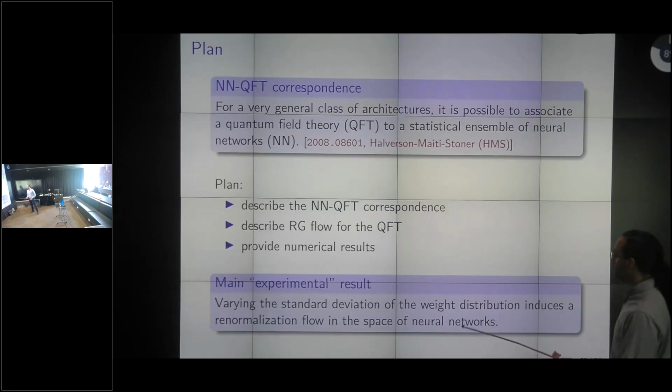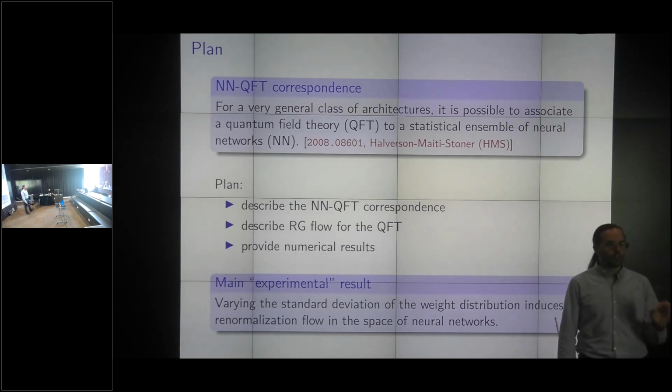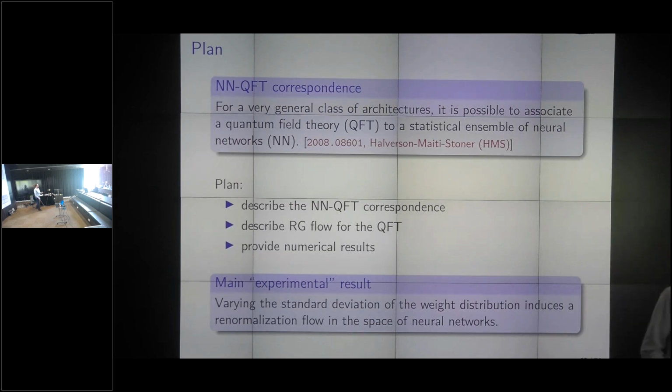The main result we got is that if you vary the standard deviation of the weight distribution at the initial time, so before training, it's equivalent to an RG flow. This means that if you want to initialize your network with a different standard deviation, do training and so on, you can predict everything which happens if you change this parameter just using QFT. In fact, you just need to fix the QFT parameters. You do your training with one value of the standard deviation, and then renormalization will tell you what happens for other values of this parameter.